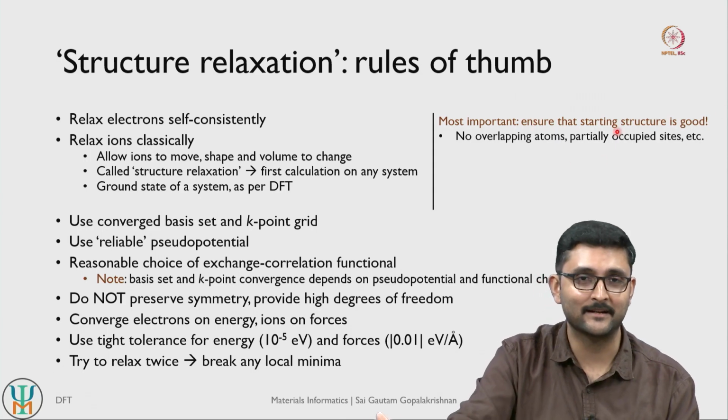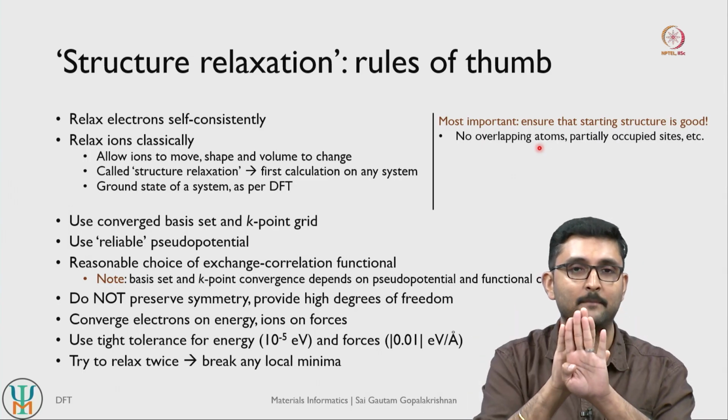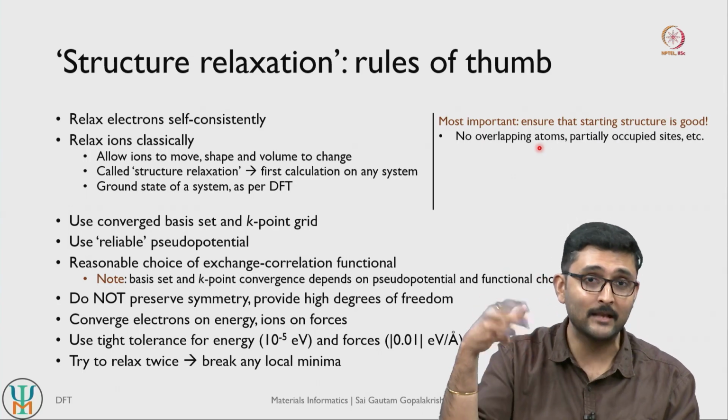So ensure that the starting structure is actually good, ensure that there are no overlapping atoms, so two atoms do not sit on the same position in your structure, and all sites are fully occupied.